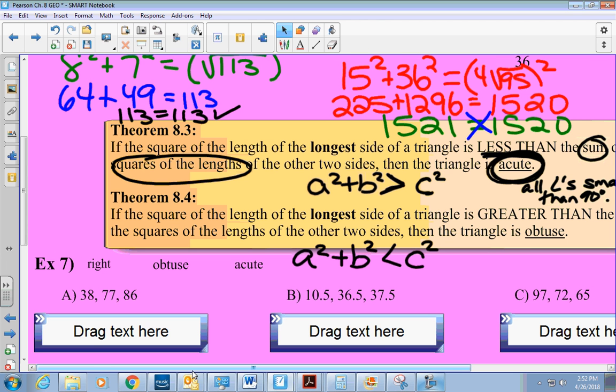Why would it not be equilateral? They're not all equal. When you square one side and square the other and add them together, if it's equal to the hypotenuse squared, then that's the Pythagorean theorem. Okay, so our first value right here.